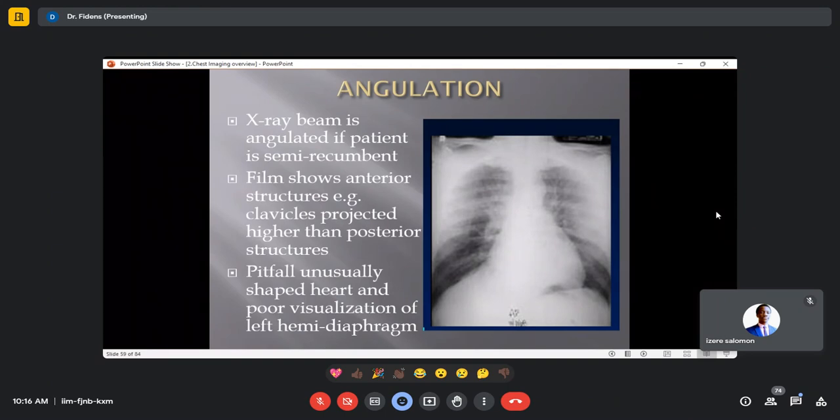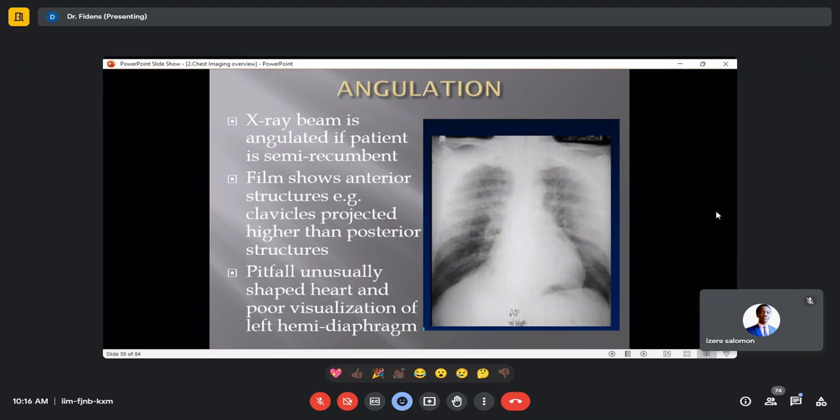The silhouette sign is always caused by disease, an opacity. And the silhouette sign is not only for the chest radiograph. It can be anywhere in the body. The silhouette sign can even be used in a CT scan, anywhere. The silhouette sign is when an opacity.